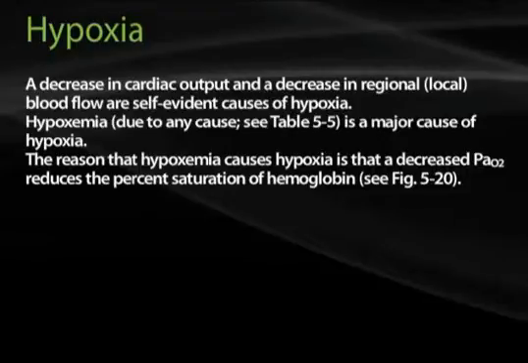A decrease in cardiac output and decrease in regional blood flow are obvious causes of hypoxia. As well, hypoxemia, due to the causes that we discussed earlier in this section, can also cause hypoxia. The main reason that hypoxemia causes hypoxia is that the decreased arterial O2 reduces the percent saturation of hemoglobin, as shown in Figure 5.20 earlier in the chapter.